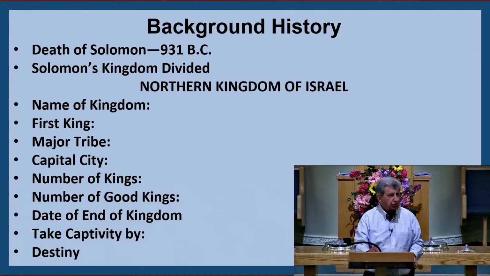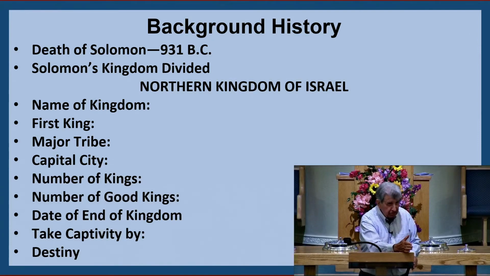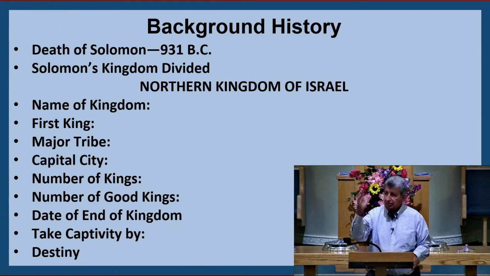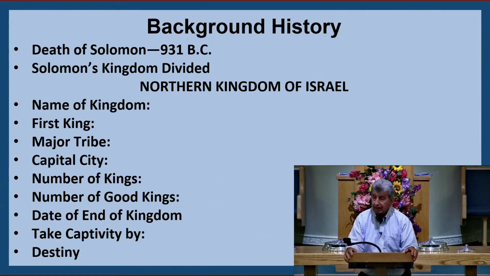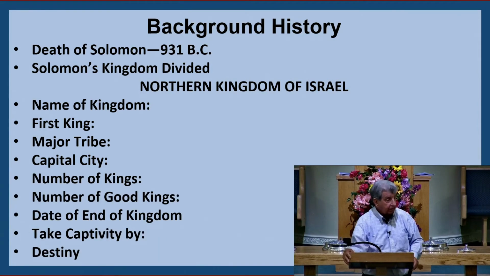What's the major tribe? This is a little bit more difficult. It's important to know, because when the prophets write and discuss the sins of the northern kingdom, oftentimes they call it by the name of that northern kingdom. The dominant tribe in that northern kingdom was Ephraim. And so whenever the Lord wants to talk to the entire nation of the northern kingdom, He calls them Ephraim sometimes. And so that's important.